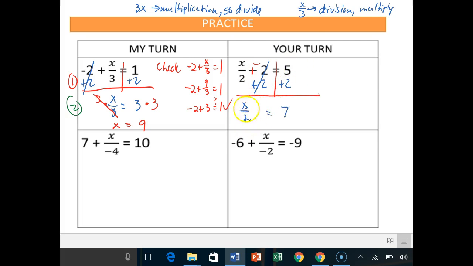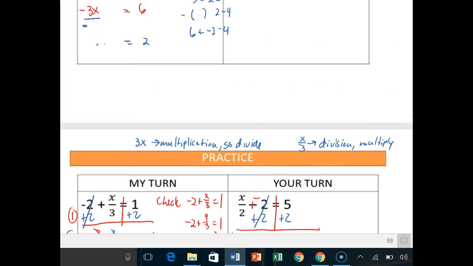So again, I see division. So if I see division, I need to multiply. So I say times 2 times 2. You multiply by the denominator, the exact denominator. So if that was negative 2, I would multiply by negative 2. If that was 5, I multiply by 5, right?